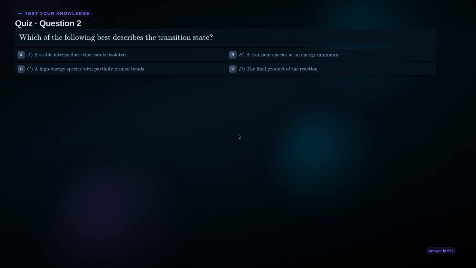Quiz question 2. Which of the following best describes the transition state? Option A, a stable intermediate that can be isolated. Option B, a transient species at an energy minimum. Option C, a high-energy species with partially formed bonds. Option D, the final product of the reaction.